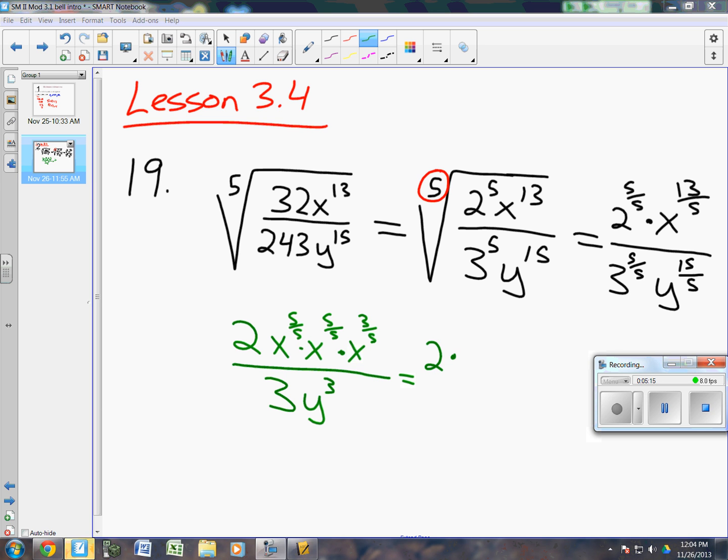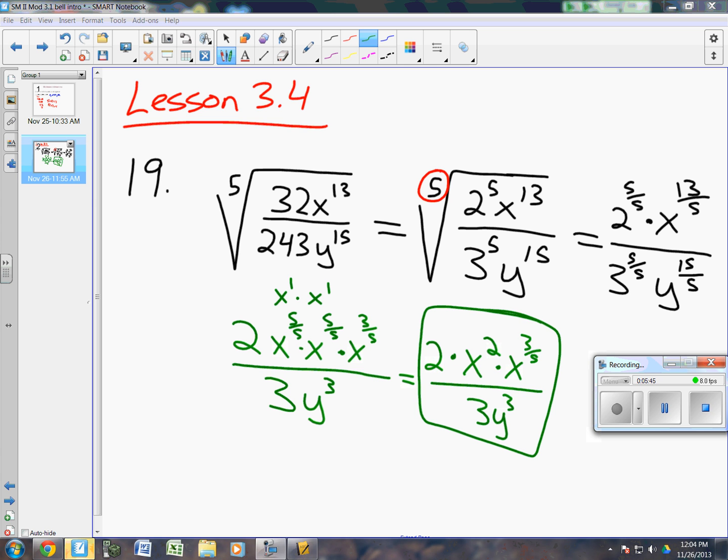2 times, not 3x, x squared, because 5/5, that's x to the 1 times x to the 1. That's just x times x, which is x squared, right? Yeah, the exponents. And times x to the 3/5 all over 3y to the 3rd. Now, sometimes they might just leave that x to the 13/5 as x to the 13/5 instead of writing it 2x squared times x to the 3/5.